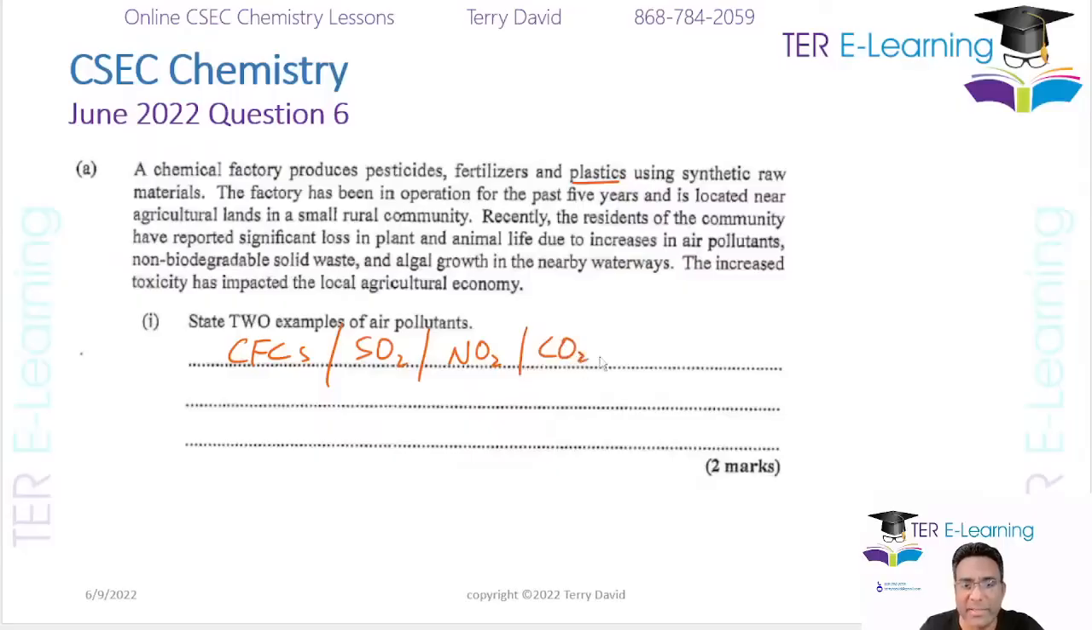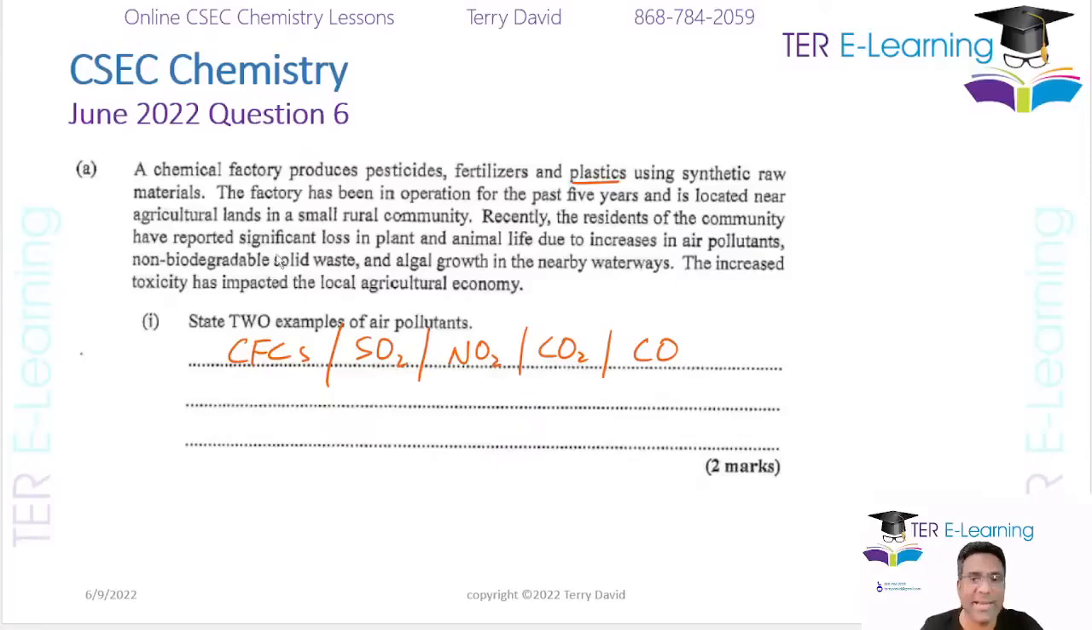Carbon dioxide is a pollutant. It causes global warming, right? Carbon monoxide could also be given off. So basically, any valid answer will work there. They would have a range of answers for this, so don't worry about that. Yeah, CFCs is one. That could be one.